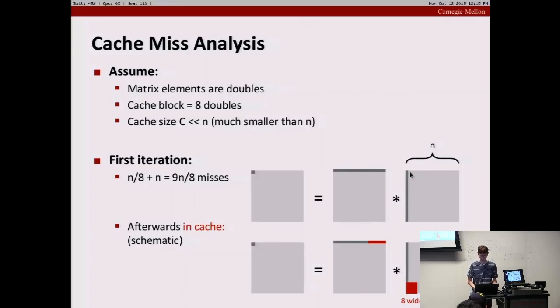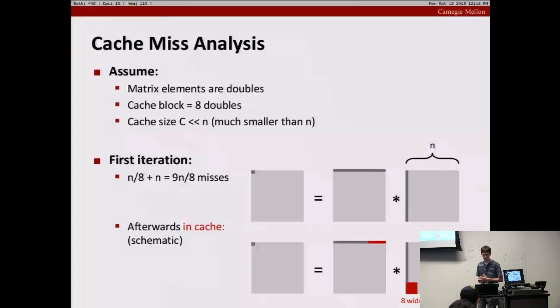And then when we go to do this column, since we load up the first 8 of this row, when we load up the first element, the element in this corner, that's a miss. Then we come down to the next one, and it's not there. It's not there. Our matrix is much wider than 8. So we miss every single time we access the first element of that row. Every single element of this column is a miss, so that's n more misses to give us 9n divided by 8 misses total. Does that make sense so far?